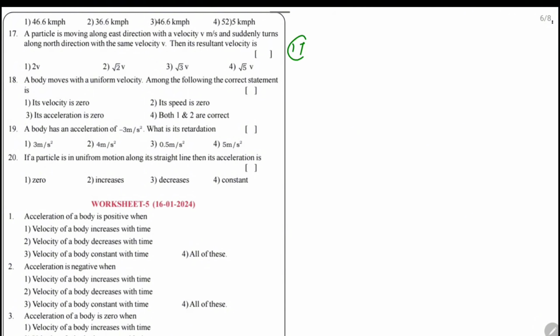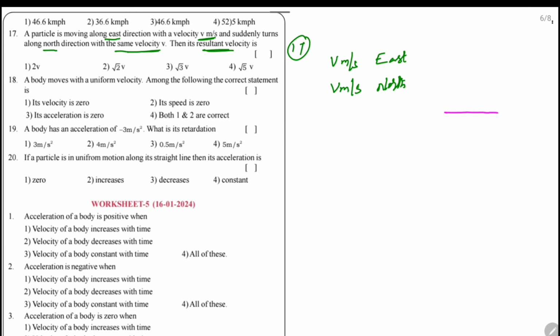Question number 17. A particle is moving along the east direction with a velocity v meter per second, and suddenly turns along the north direction and travels with the same velocity v meter per second. Then what is the resultant velocity? It's very simple; in the same way you calculated the displacement, you can calculate this.